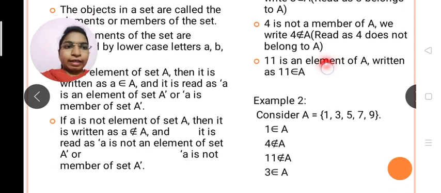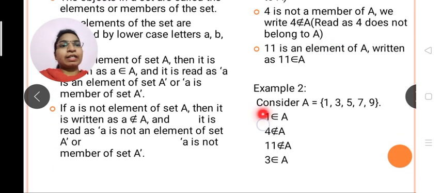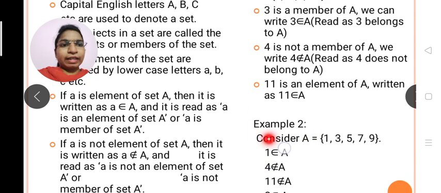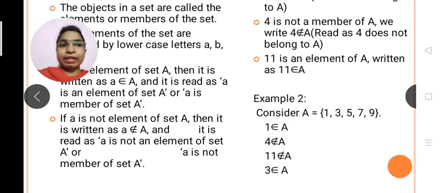Understood? Again, I will take a second example. Consider A is a set of {1, 3, 5, 7, 9}. These 5 elements are in the set A. Now listen. Is 1 in set A? Yes. So we can use this symbol, a small symbol, like an E but not exactly equal to capital E. So 1 belongs to A, because 1 is an element of set A.